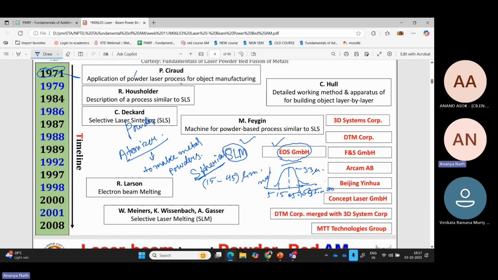The powder should be spherical in shape. So these are the specific needs we have for the powder to be used for PBF or DED. For DED, the particle size distribution will be a little higher than PBF, but it's the same spherical and Gaussian distribution.